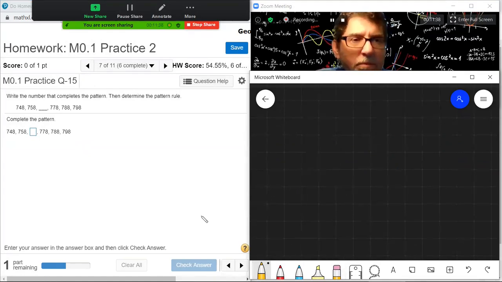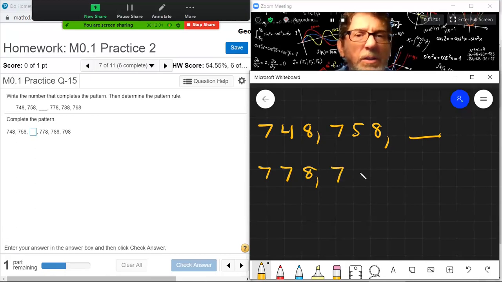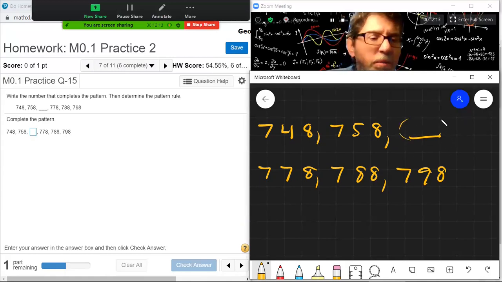Okay, we have the same type of problem, bigger numbers. That's okay, we can handle bigger numbers. Same pattern techniques. So what do we got? 748, 758, blank, 778, 788, 798. Okay, well, let's look. This missing term is kind of in the middle, but there are more numbers down here. So let's look to see a pattern down here.